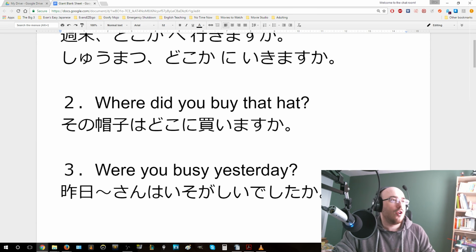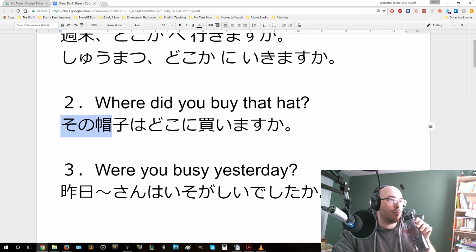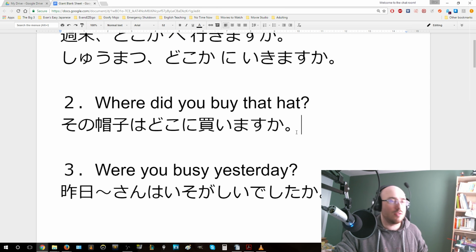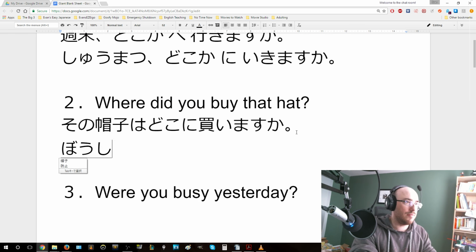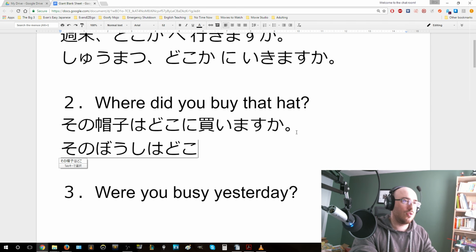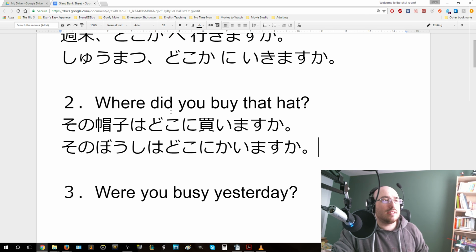All right. Where did you buy that hat? Notice we were talking to somebody. You bought the hat, correct? Sono boshi. Perfect. This is boshi. Let me write down what he has. Sono boshi wa doko ni kaimasu ka? This is what he wrote. Where did you buy that hat?